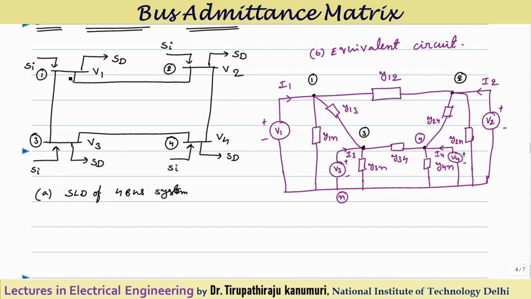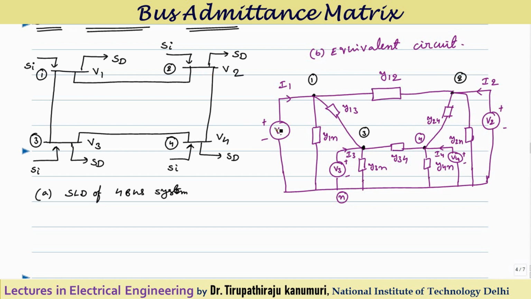Now, between these, whichever transmission lines are connected: bus 1 is connected to bus 2, so between bus 1 and 2 I represent the admittance by Y12. Similarly between 1 and 3 it is Y13, between 3 and 4 it is Y34, and 4 and 2 are connected by Y24. But 1 is not connected to 4, and 2 is not connected to 3. How the circuit changes by adding them, we are going to discuss in the coming sections today only.